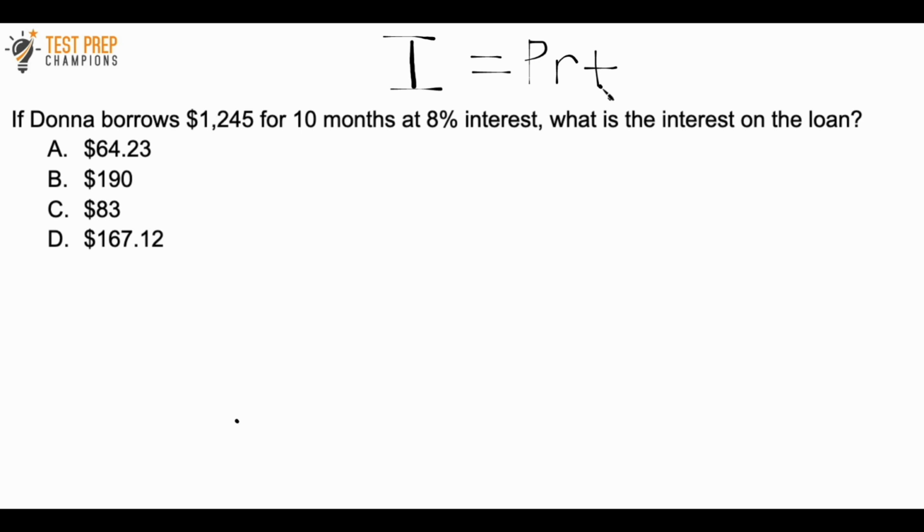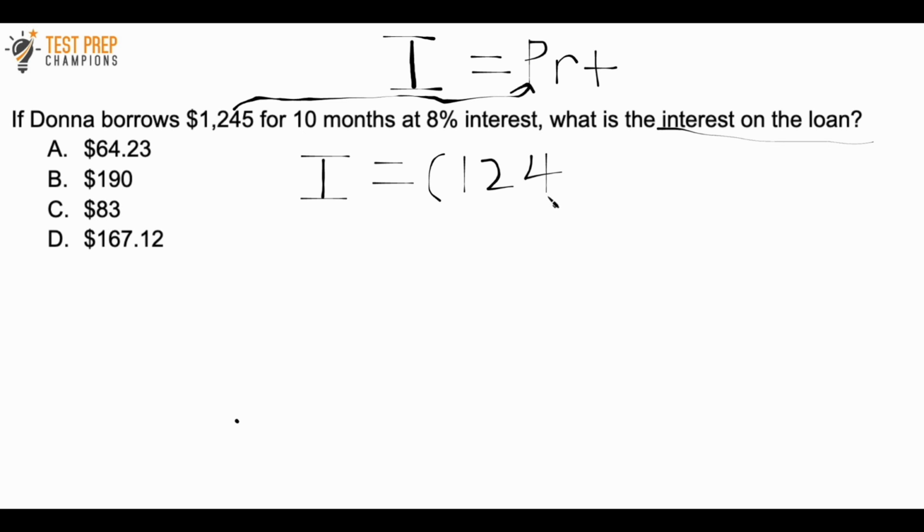Now, if you're not sure what I mean by this, don't worry because I'm just going to go over it now. So, basically, what we want to find here is the interest on the loan. So, we want to find I. So, let's plug the numbers that we have in. So, we've got 3 numbers here. We've got 1,245, 10 months, and 8% interest. So we know that the principal is the amount that somebody invests or borrows. So in this case, Donna's borrowing $1,245. So that's what goes in here for P.